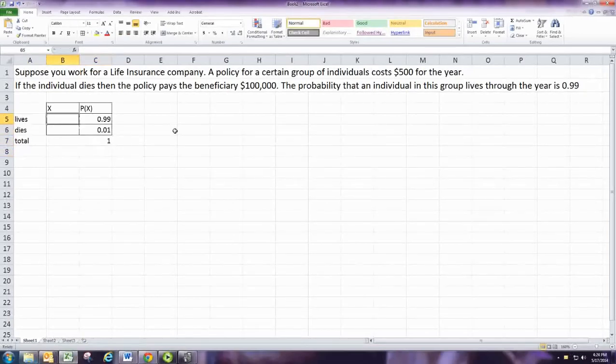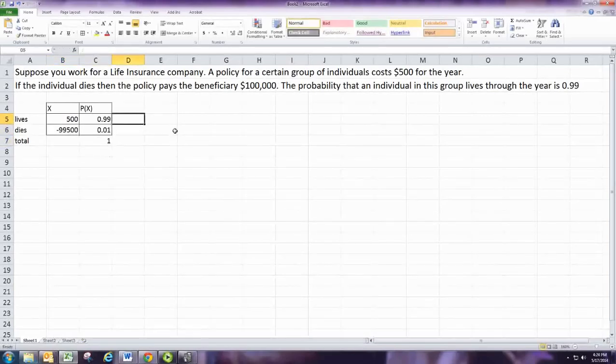The random variable in this case is the profit or loss from the point of view of the insurance company. Consider the case where the individual lives. In this case, the insurance company takes the premium of $500 and pays out nothing. Thus, the value of X is a positive $500 profit. In the case when the individual dies, the insurance company must pay out $100,000, but keep in mind they did receive $500. So $500 minus the $100,000 gives us a negative $99,500.